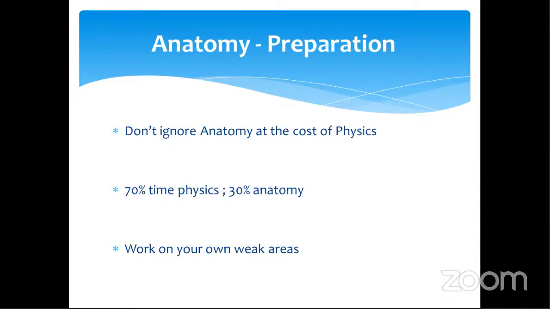One mistake which people make is ignoring anatomy at the cost of physics. So don't do that. People are known to fail in anatomy as well. There is around 25% failure rate for anatomy. If you are giving around 70% time for physics, for example, then give around 30% for anatomy every day, and work on your own weak areas. Everyone has some things which they find difficult, like MSK MRI may be difficult for some, or head neck anatomy may be difficult, all the skull base foramina. So work on all your weak areas.